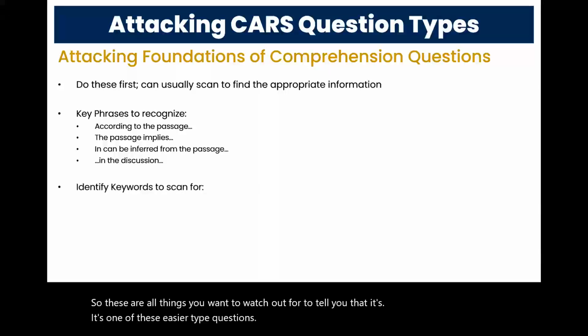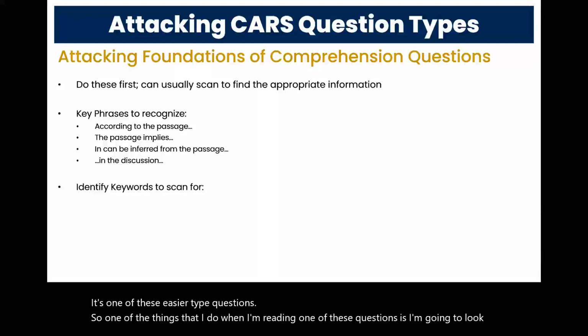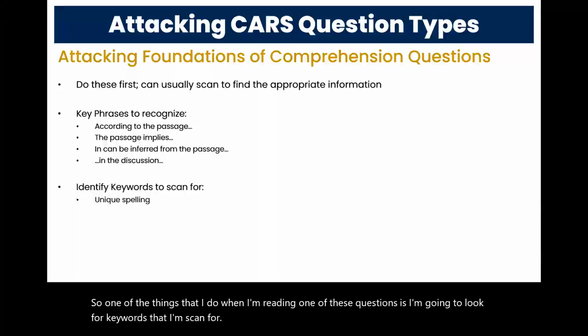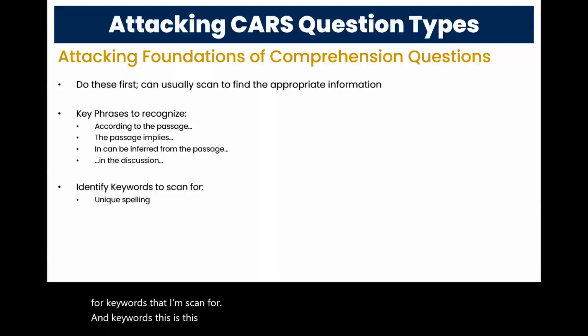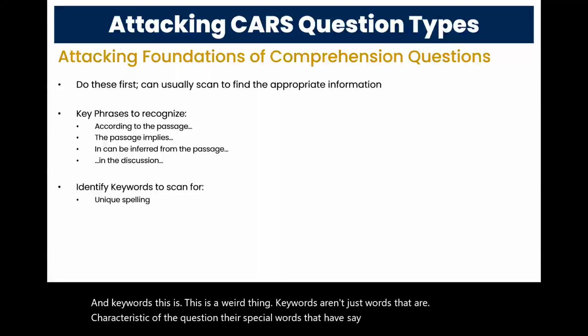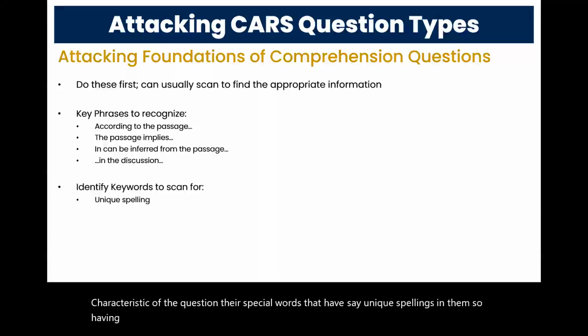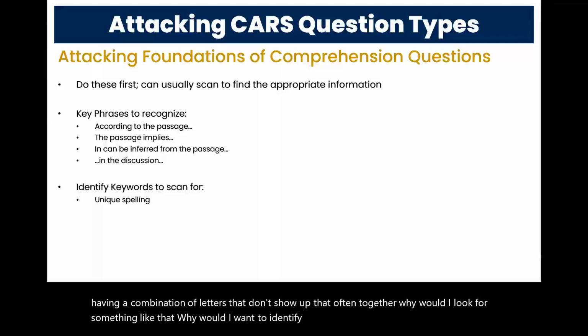So one of the things that I do when I'm reading one of these questions is I'm going to look for keywords that I'm going to scan for. And keywords, this is a weird thing. Keywords aren't just words that are characteristic to the question. They're special words that have, say, unique spellings in them. So having a combination of letters that don't show up that often together. Why would I look for something like that? Why would I want to identify that in a keyword?